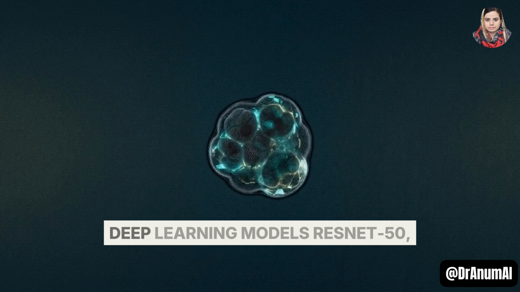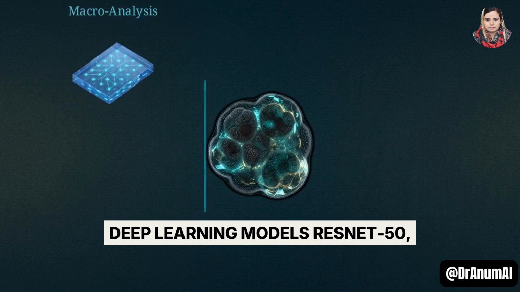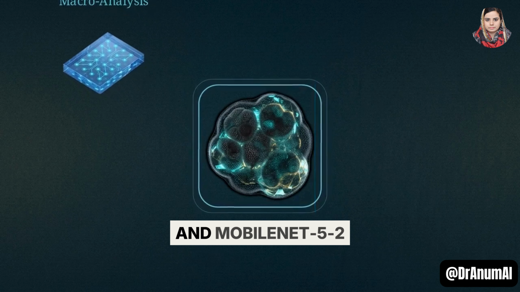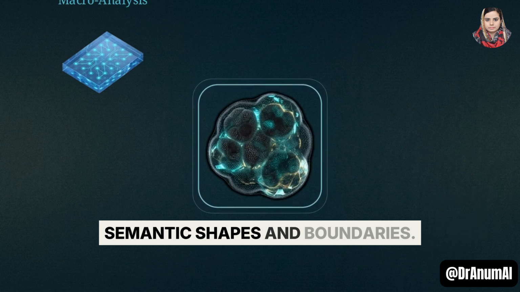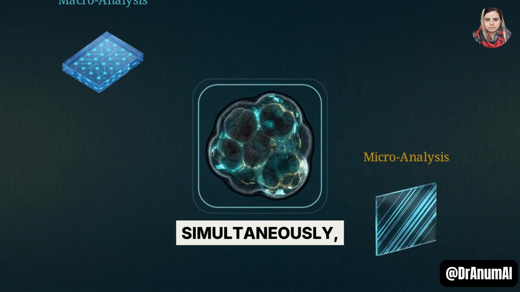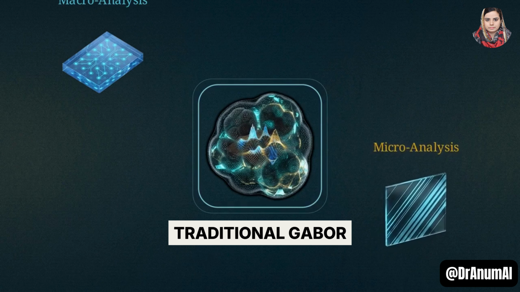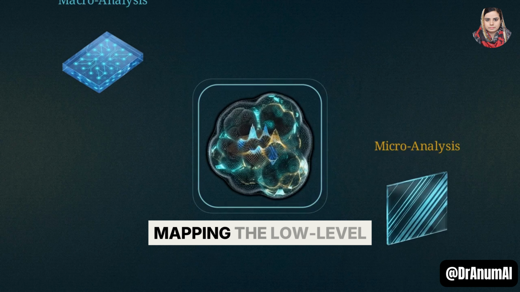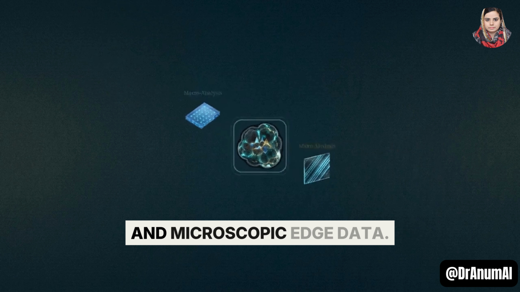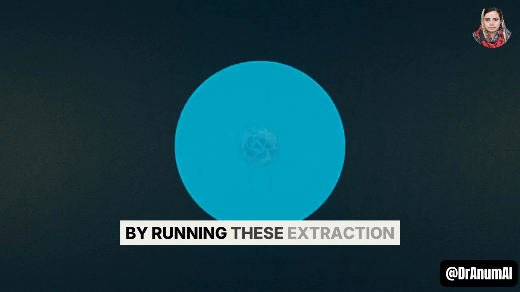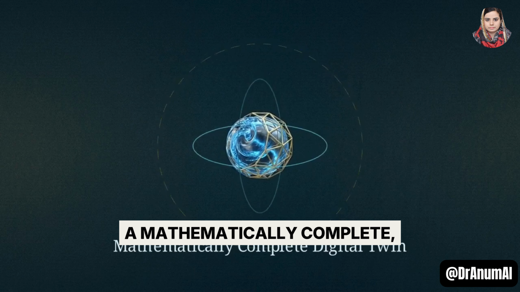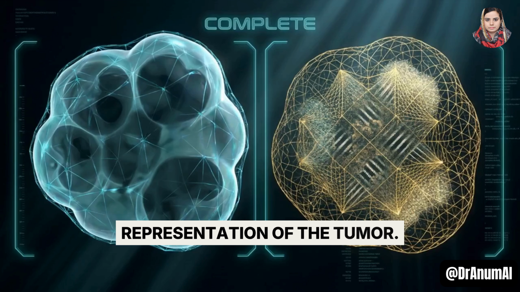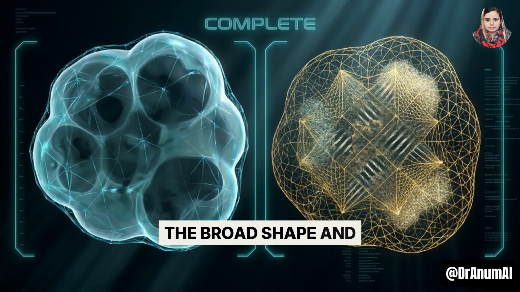In the first stream, deep learning models ResNet50, InceptionV3, and MobileNetV2 scan the mass to record its high-level semantic shapes and boundaries. Simultaneously, the second stream deploys traditional Gabor and wavelet filters, mapping the low-level spatial frequencies and microscopic edge data. By running these extraction streams in parallel, the framework outputs a mathematically complete, multi-layered representation of the tumor. It captures both the broad shape and the precise internal texture in a single pass.